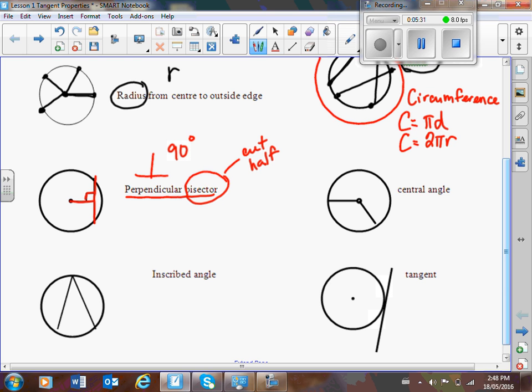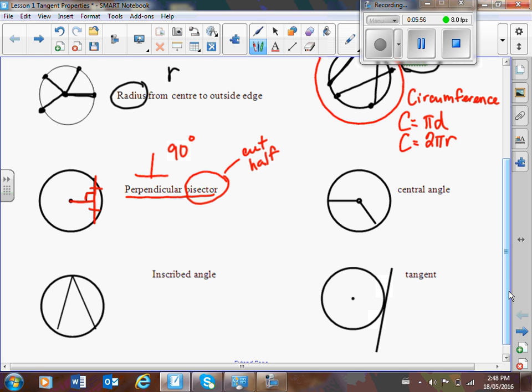And this line coming from the center down and intersecting this chord cuts this chord equally into two pieces. That's the bisect part. So if we had from here to here, that would be the same as from the center out to the edge again. So that's the perpendicular bisector. A perpendicular line that cuts something in half. Pretty easy.